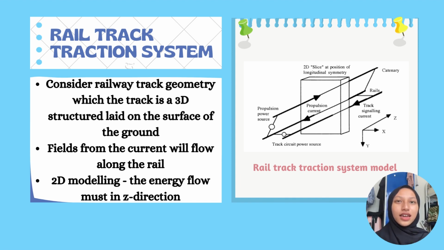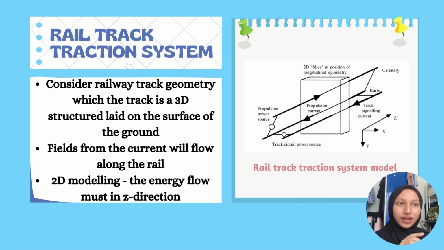Okay, so next I will present about the rail track traction system. So for the 3D FE model, firstly we should consider the railway track geometry, in which the track is a 3D structure that is laid on the surface of the ground, whose weakly conducting behavior affects the EM field distribution.